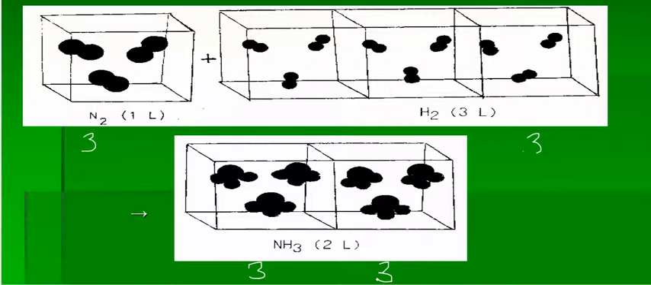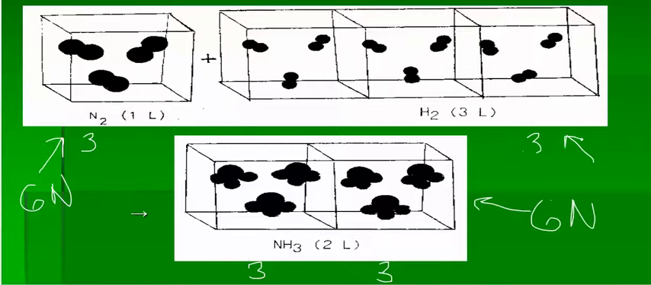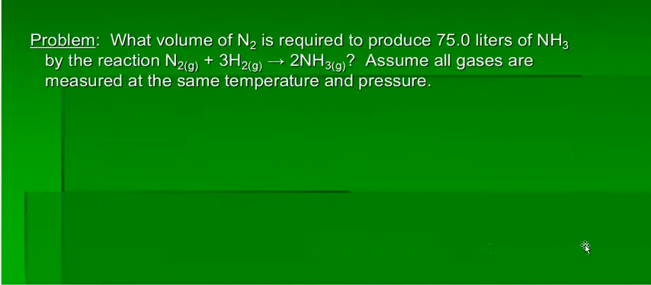Now here's what's important. Notice how many nitrogen I started off with. I started off with a total of 6 N atoms. I ended up with a total of 6 N atoms in the NH3. Count up how many hydrogen I started off with. Hydrogen, I started off with a total of 18 hydrogen, and I ended up with a total of 18 hydrogen. So the law of conservation of mass holds true. I did not lose or gain mass in the course of this chemical reaction.